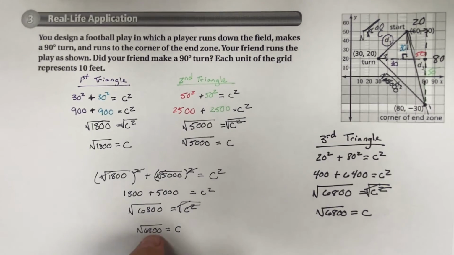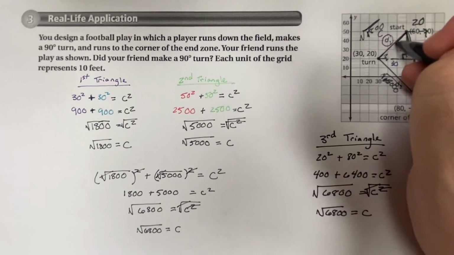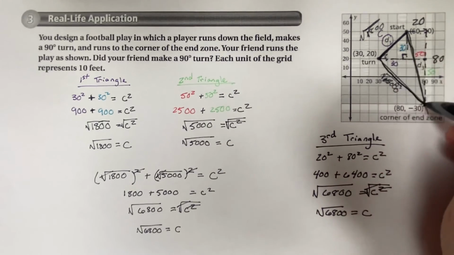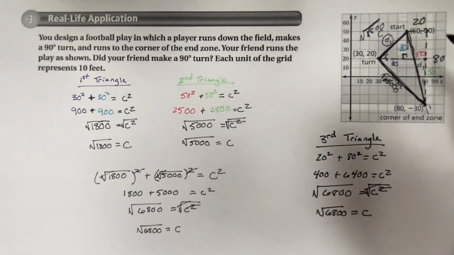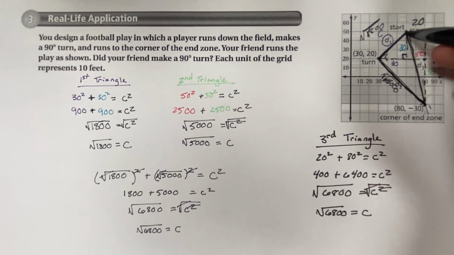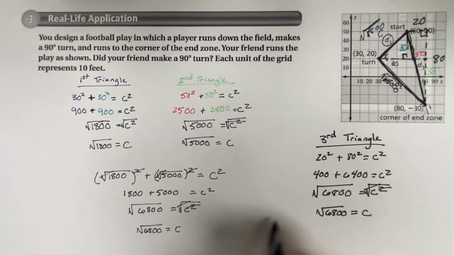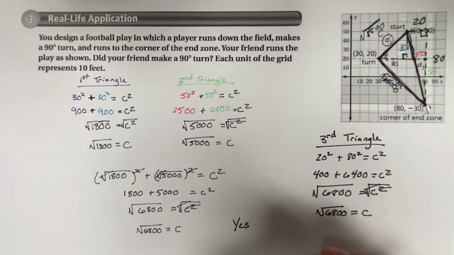Now, here's the nice thing. Notice how I have this C when I used these two triangles as my sides to make this one big triangle, this side had to be the square root of 6,800. According to this other triangle that I know is a right triangle, I had to go over 20 yards, down 80 yards. That also came to this same C, had to be the square root of 6,800 yards. Because these two equal each other, yes, it is a 90 degree angle, or my friend did run a 90 degree angle for the route.